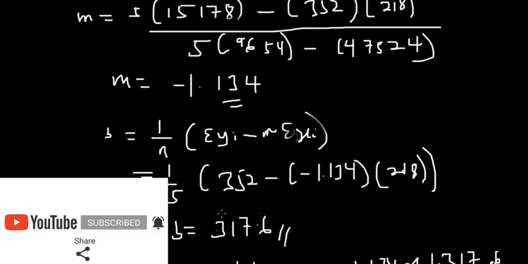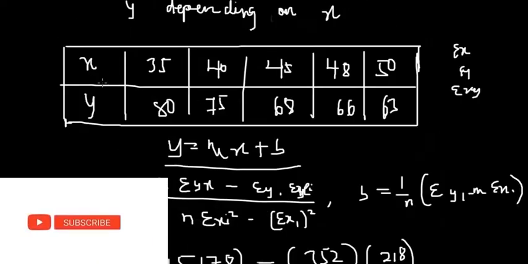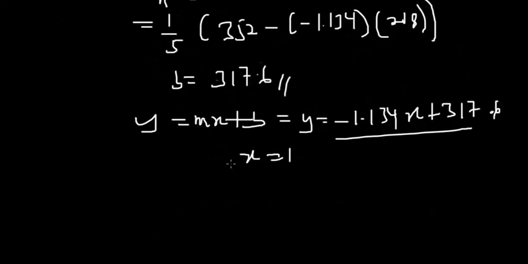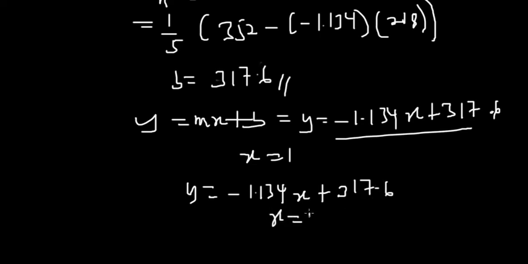You wouldn't always be given the question in the form of x and y. You'll be given the question in the form of a problem. So let's say cost and profit, or male and female, could be anything. That will always depend on the question. So we have y equals minus 1.134x plus 317.6. If x is 1, this is just an example.